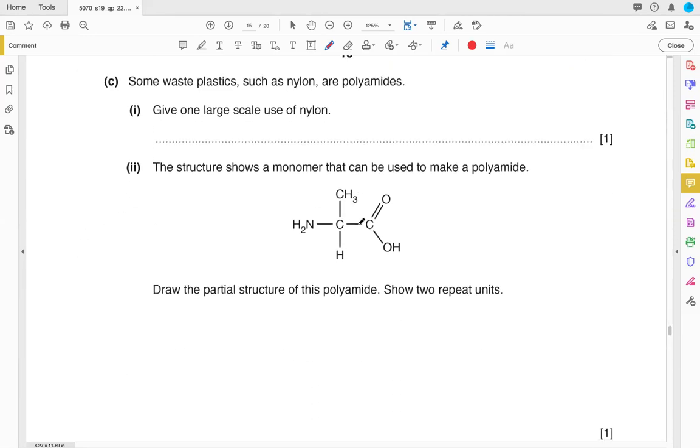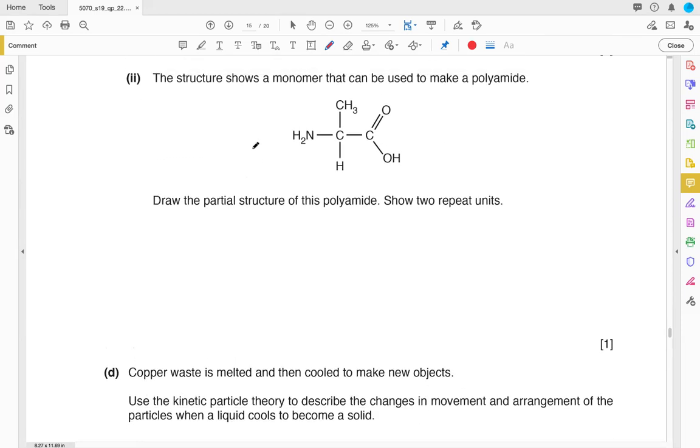All right. Some waste plastics such as nylons are polyamides. Amide linkage. Remember, this is the amide linkage that we're talking about. Give one large scale use of nylon. जी बताएं nylon कहाँ use होता है? Clothes, ropes. Those two come to my mind. So just put that. Yeah, Lena, you're right.